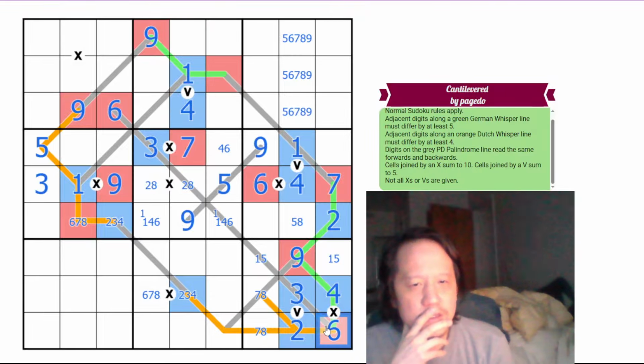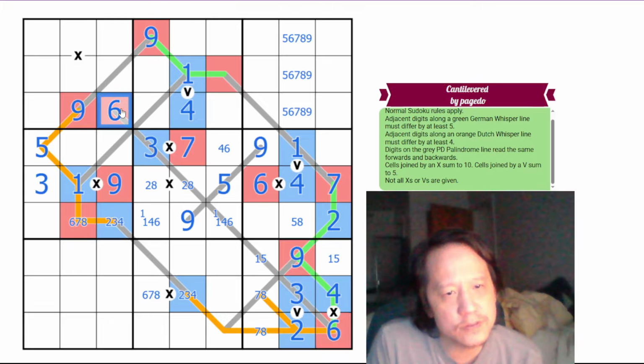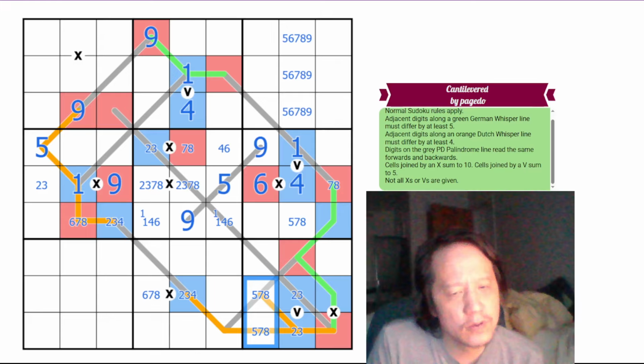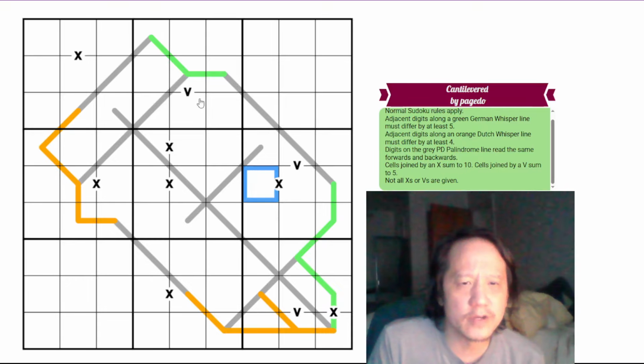6, 3. Oh, this doesn't even work as a whisper 5 line either. Hold up. What's going on? Okay, so this is low.